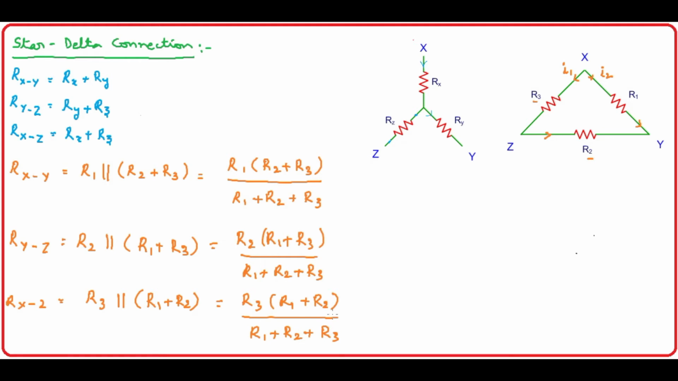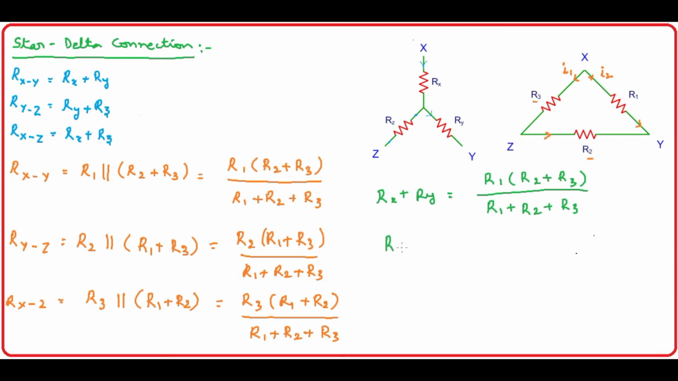That's all. So now what we need to do? We need to equate those things. So let us go ahead. Let me equate those things. Therefore, Rx plus Ry is equal to R1 into (R2 plus R3) divided by R1 plus R2 plus R3. So I am simply equating Rxy in both the cases.